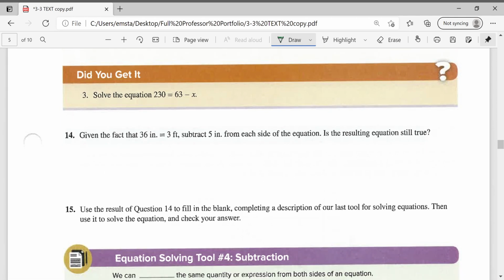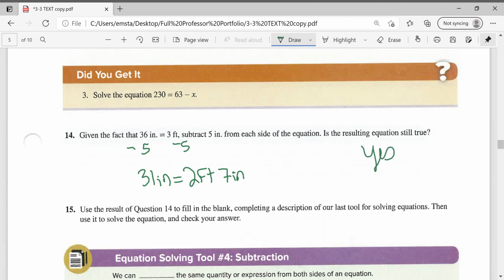14 starts building our subtraction toolbox. It says, given the fact that 36 inches equals 3 feet, subtract 5 inches from both sides. We have to be careful doing that. 36 minus 5 is pretty easy. That's 31 inches. But doing 3 feet minus 5 inches, I have to be careful. It's going to go down to 2 feet. And then I'll have 7 inches left over after I take out the 5. Is it still true? Yep.